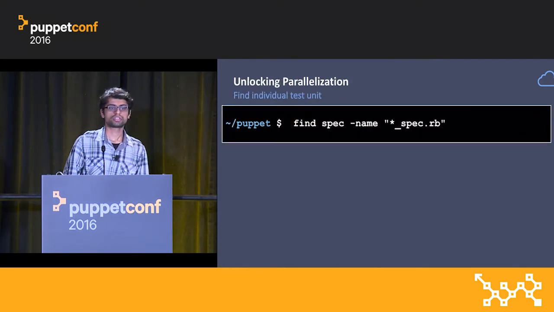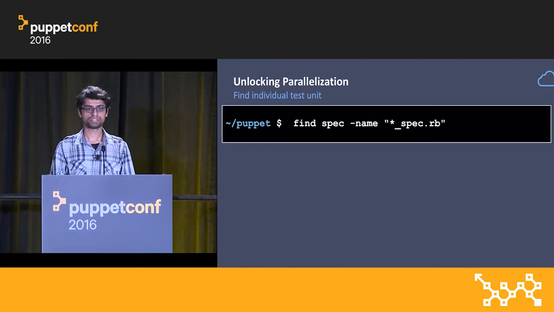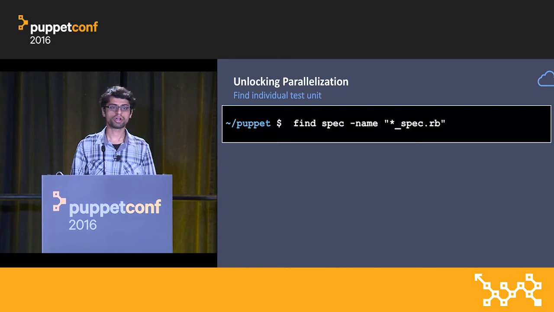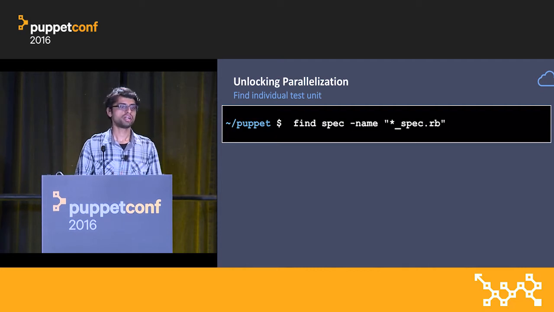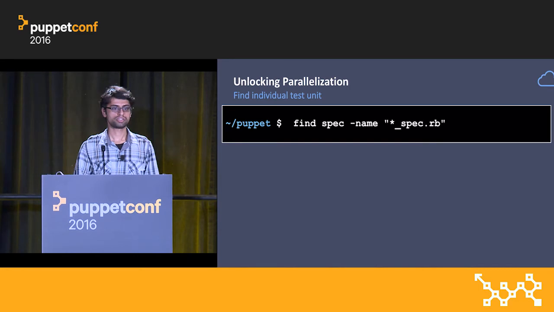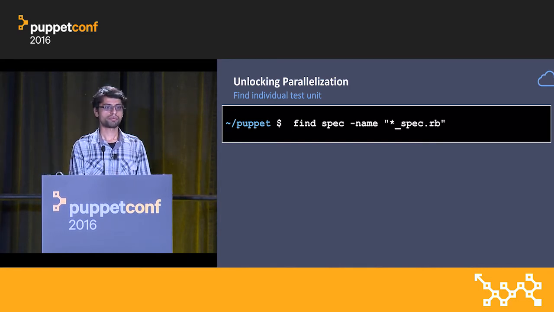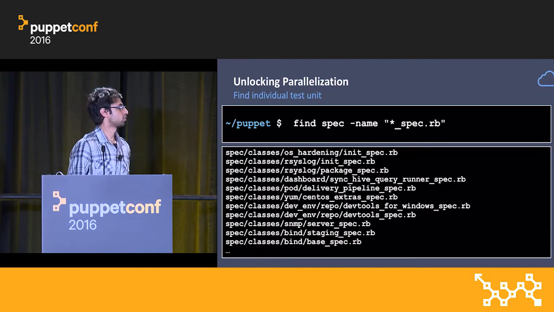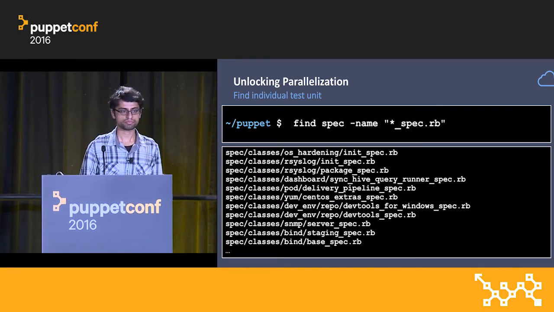The key to using ClusterRunner is what ClusterRunner refers to as an atomizer. You need to tell it how you want to distribute your individual test unit. What we realized was, as Jordan mentioned earlier, that all of our unit test files end with the suffix _spec.rb. You can find all your spec.rb files using this find command. This is what the output will look like. Each file here is your individual test unit.